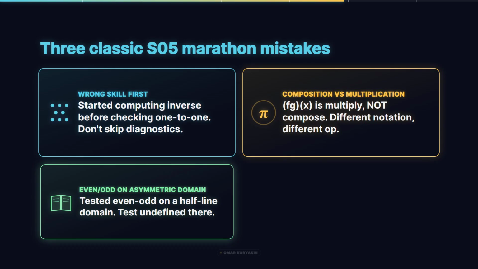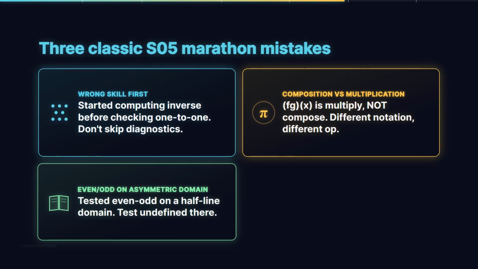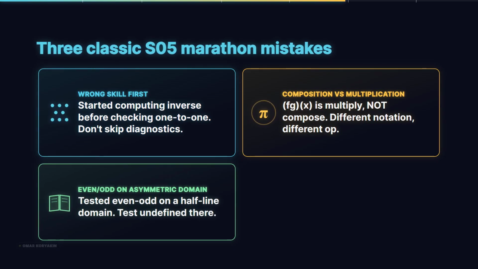The fix is to always check that the domain is symmetric across 0 before applying the even-odd test, and to immediately classify functions on asymmetric domains as neither without running the algebraic test.